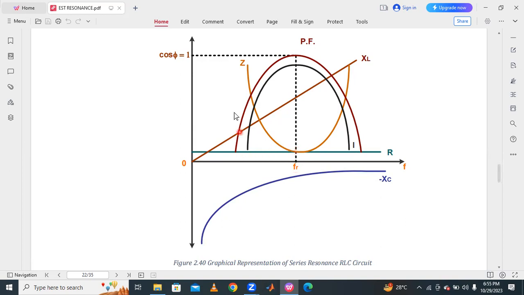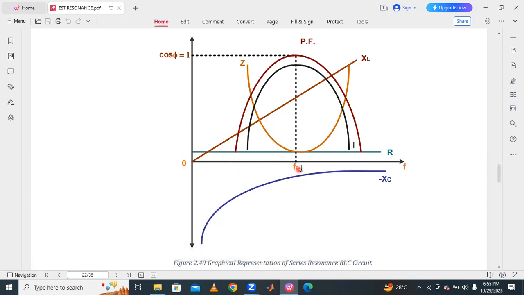Below resonance, there is this much impedance. At below resonance condition, the capacitor is dominating. At F less than Fr, XC is maximum. That's why at below resonance, the capacitor is more dominating, for 0 less than F less than Fr. Compared to XL, XC is dominating, so the power factor is a leading power factor because the capacitor is dominating.